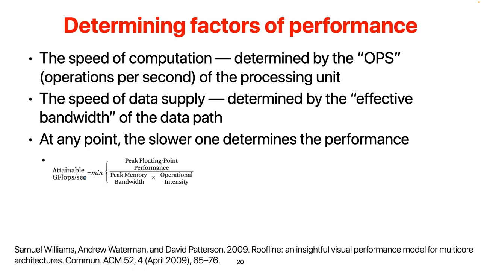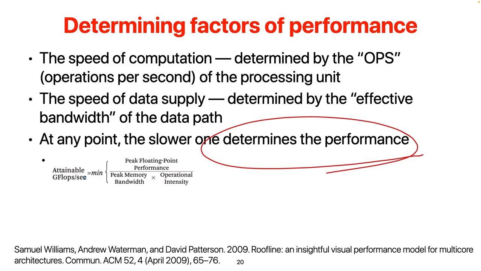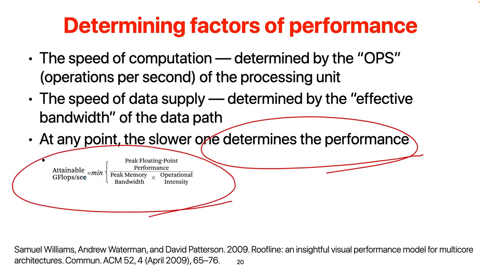So here's the thing. It seems like if I can keep supplying data at a high rate, the processing rate should go up with the amount of operational intensity per byte. But in fact, that's not true, because there is a capacity limit of our CPU processing speed. At any point, the best performance your system can support for an algorithm is the minimum of either the peak floating point performance or peak memory bandwidth times operational intensity.